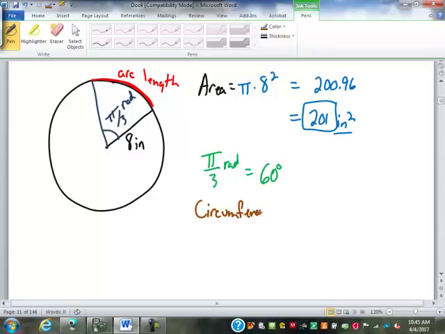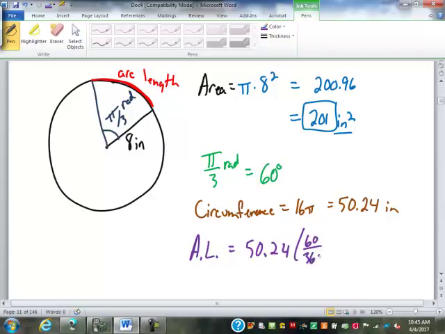the circumference is 16 pi, otherwise known as 50.24 inches. So you'd find that arc length then as your circumference, 50.24 times 60 over 360. Otherwise known as what? 8.37 about inches.